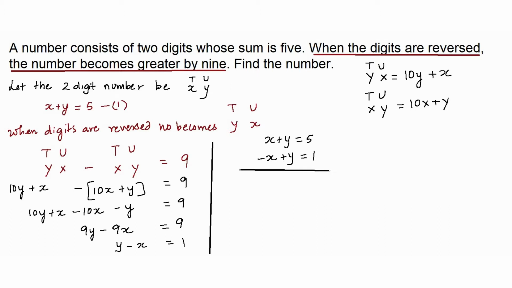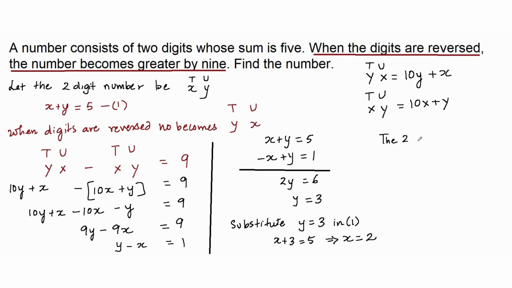Let me add these two equations, because on adding them, x will cancel. So x minus x cancels, and I get 2y is equal to 6, which means y equals 3. If I substitute y as 3 in the first equation, I get x plus 3 equals 5, which means x equals 2. Therefore, the tens place digit is x, which is 2, and the units place digit is y, which is 3. So the two-digit number is 23.